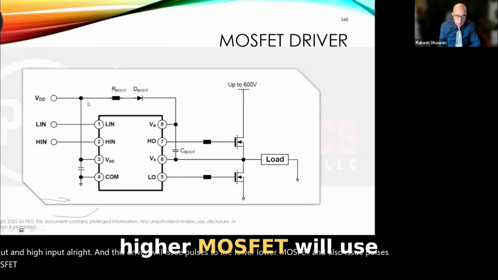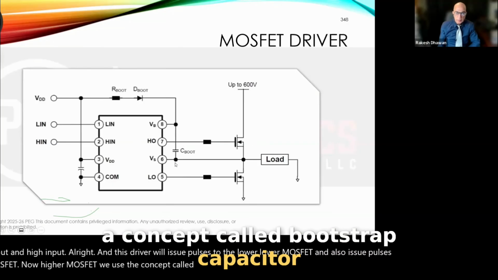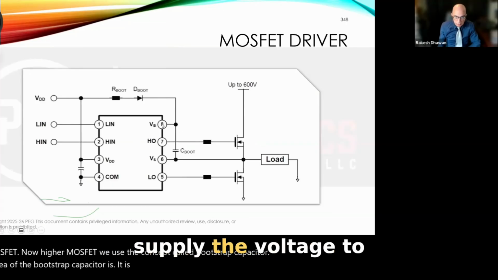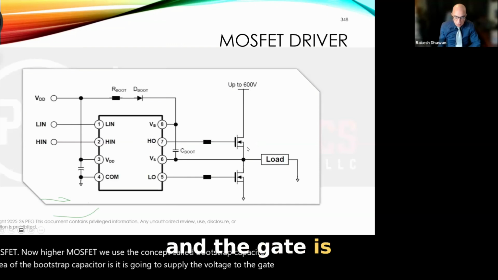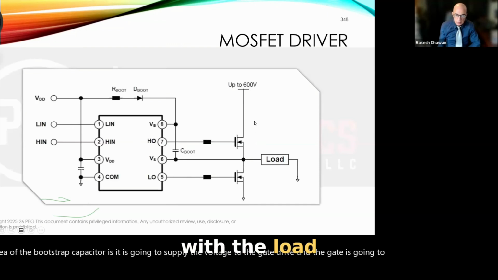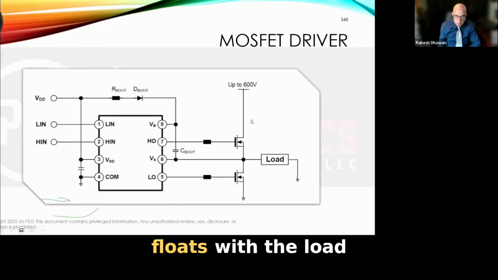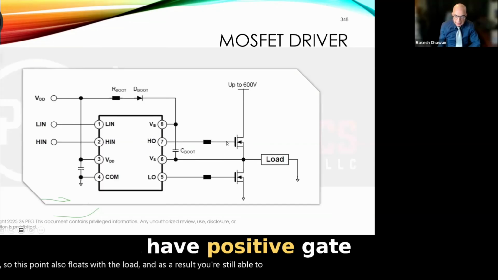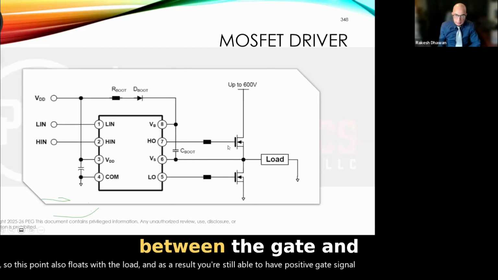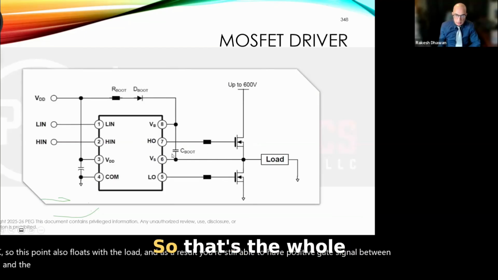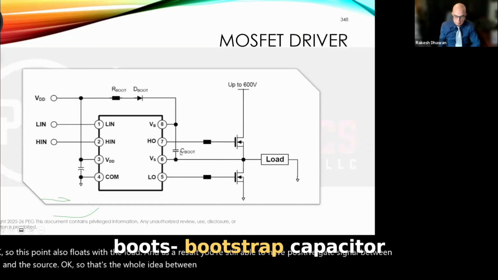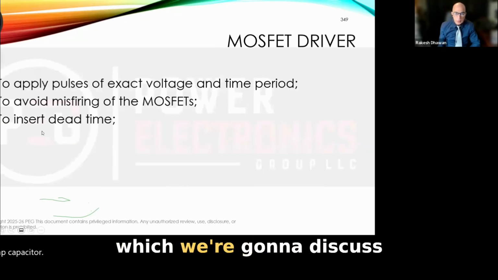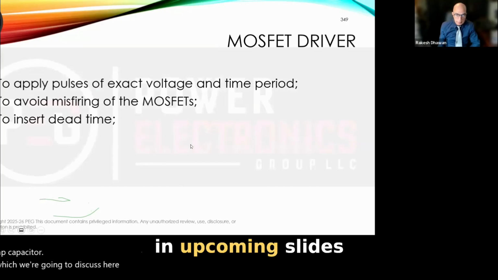Now, for the higher MOSFET, we use a concept called the bootstrap capacitor. The whole idea of the bootstrap capacitor is that it is going to supply the voltage to the gate drive, and the gate is going to float with the load. Okay, so this point also floats with the load. As a result, you're still able to have a positive gate signal between the gate and the source. So that's the whole idea behind the bootstrap capacitor. Now, the bootstrap capacitor is a critical part, which we're going to discuss in upcoming slides.